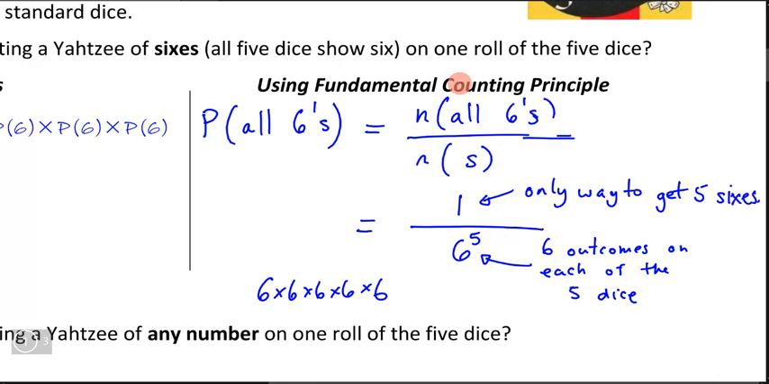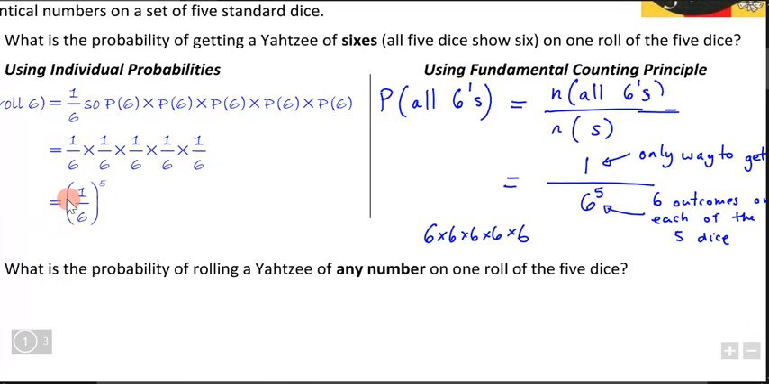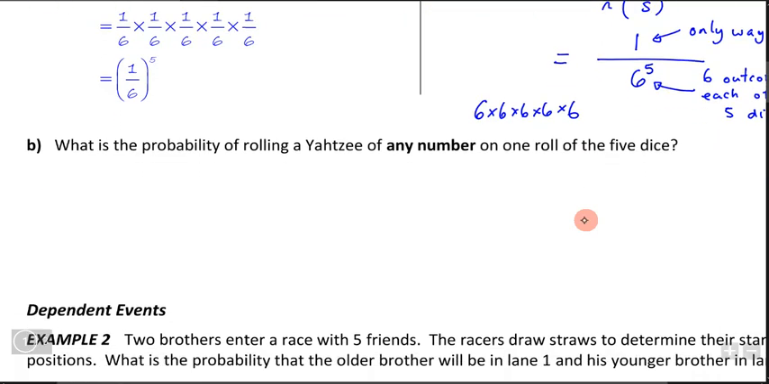All right. So that is how I can calculate the probability using the fundamental counting principle and still get the same result as you would if you were to just do individual probabilities. Part B. What is the probability of rolling a Yahtzee of any number on one roll of the 5 dice? Of any number, meaning you can get all 5 ones. All 5 of the dice could show up 2. All 5 of the dice could show up to be 3, 4, 5, or 6.